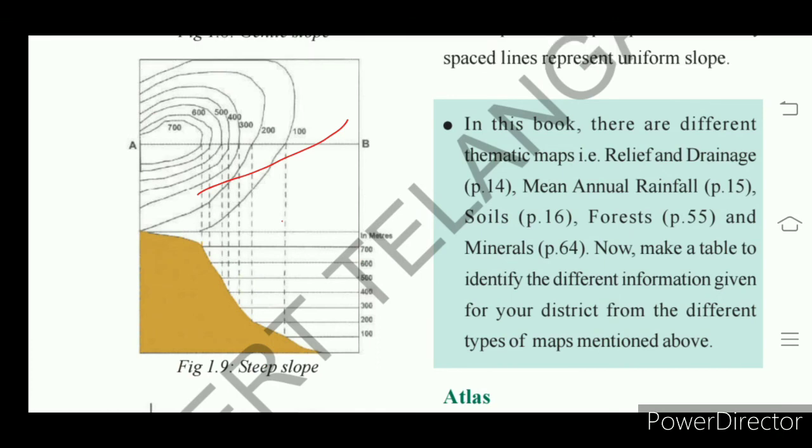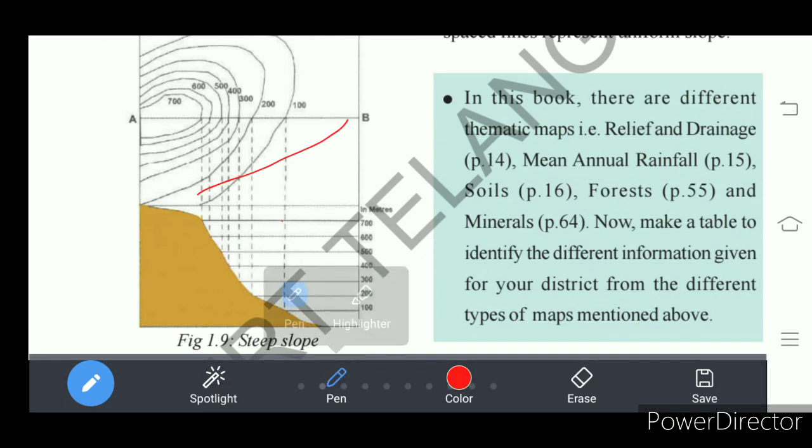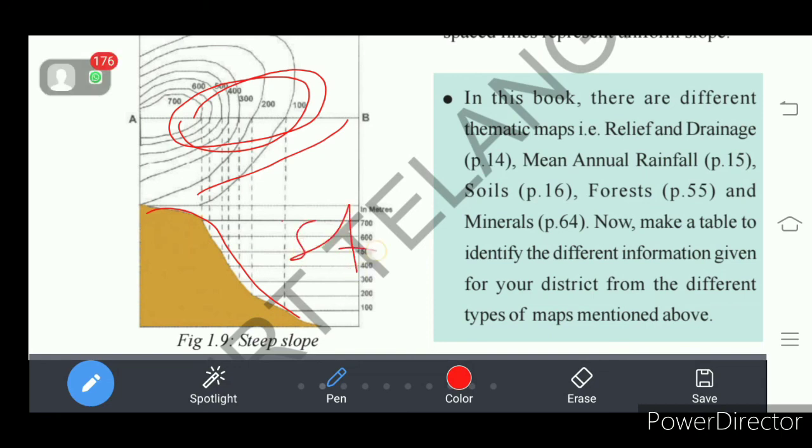There the contour lines are very near here. This is a steep slope. See, from one line to another line here, all these lines are very near. It means that the slope of the place is what? Steep slope. Steep slope. Understand?